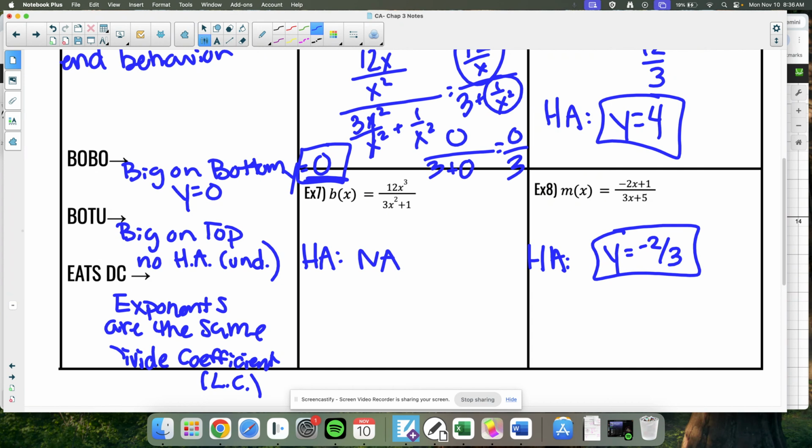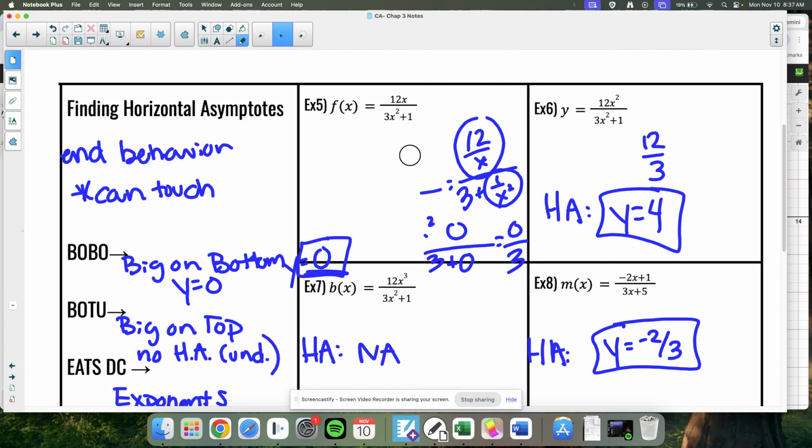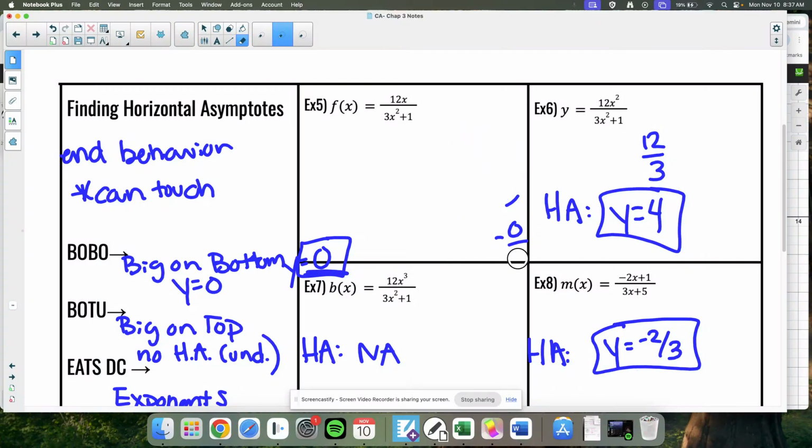We are going to do one more thing with these because our end goal is to be able to graph. And when you graph, you can touch a horizontal asymptote. So to prepare us for graphing, once you know what the horizontal asymptote is, you then want to see if it is ever going to equal it.